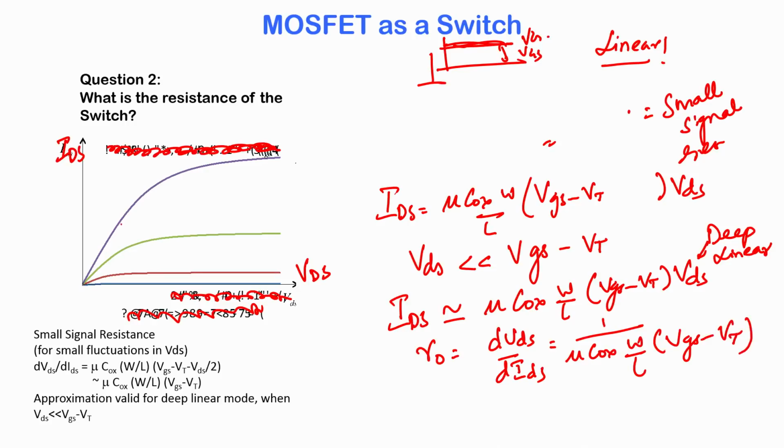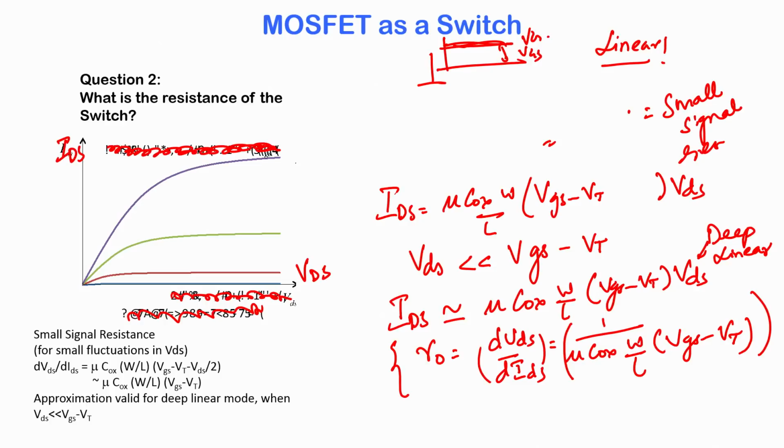This is nothing but the slope of the ID-VG characteristics in the linear region. Since it is deep linear, we are going to set VDS to be very low, and we are talking about a slope in this region here. That is the inverse of that slope, because that is an IDS versus VDS characteristic. The inverse of the slope, which is dVDS by dIDS, is given by 1 by mu Cox W over L into VGS minus VT. So this is the quantitative estimate of the small signal resistance of the MOSFET.